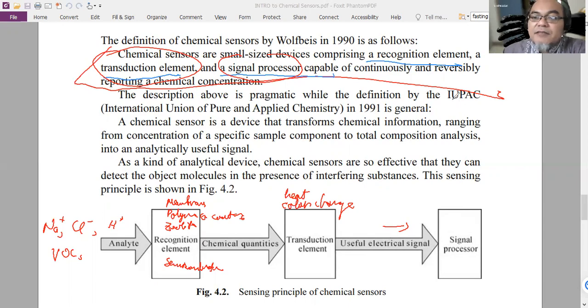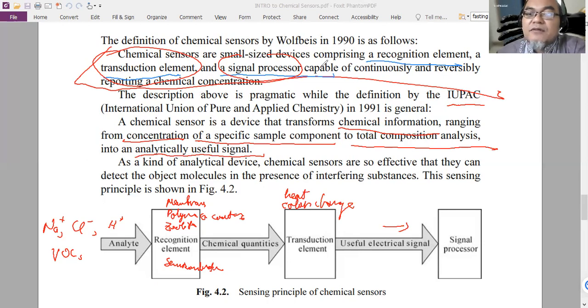So the definition by IUPAC, International Union of Pure and Applied Chemistry, is more general. A chemical sensor is a device that transforms chemical information, ranging from concentration of a specific sample component to total composition analysis, into an analytically useful signal. So this is more technical, while the previous definition is more practical, a pragmatic definition. But the definition by Wolf-Weiss is more towards the elements comprising a chemical sensor. Okay.